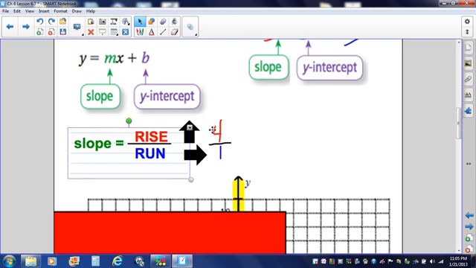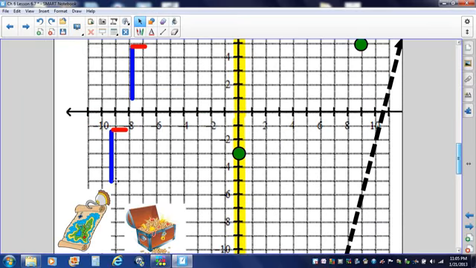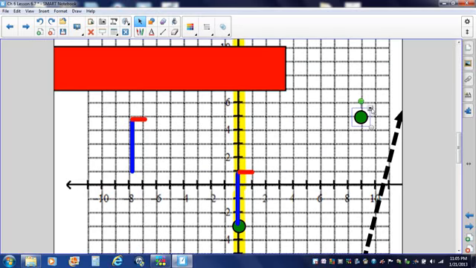Next, I'm going to use my slope. I'm going to go up 4, since it's positive, and I'm going to go right 1. Go ahead and put a dot there. Now let's go up 4, right 1, and put another dot.